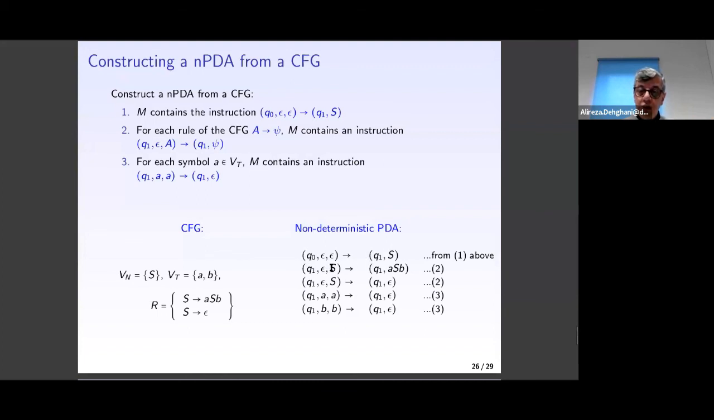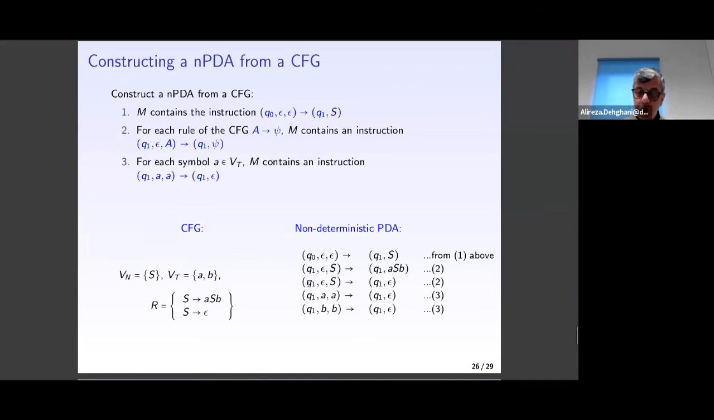If I'm in state Q1 and I don't receive anything, I will go to state Q1 and push something onto the stack. I will take this thing off and push this thing. That means I go from S to this one. I have taken S from the stack and I push this guy into the stack. So if I had S in the stack, I now have this guy in the stack.